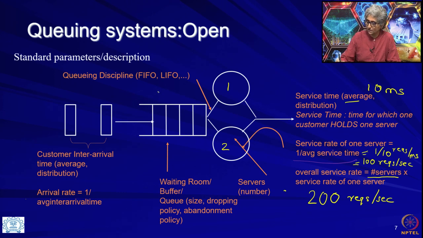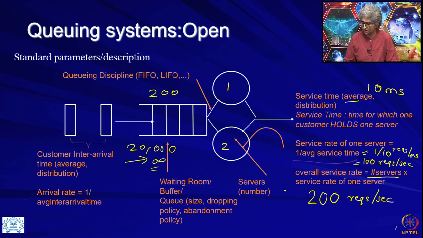Waiting room size, let's say maybe 200 requests can sit in the buffer. If it is such that it is really 20,000 or something, then we could just call it infinite. Maybe it's big enough that we can call it infinite. So this is actually a modeler's decision. The person who is reasoning about the queuing system decides that if it is very large, then shall I just call it infinite.